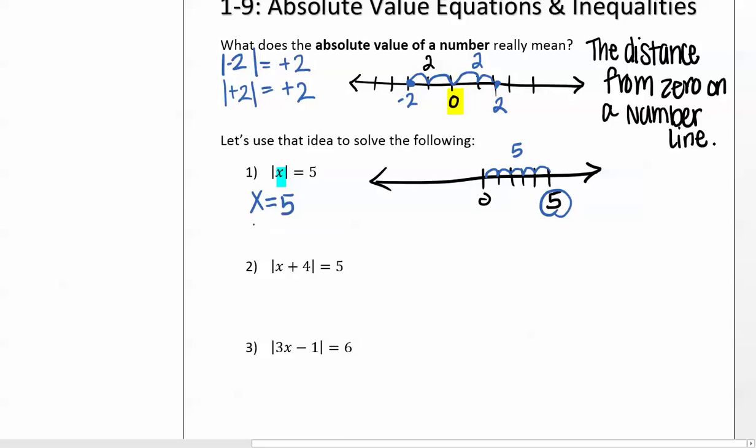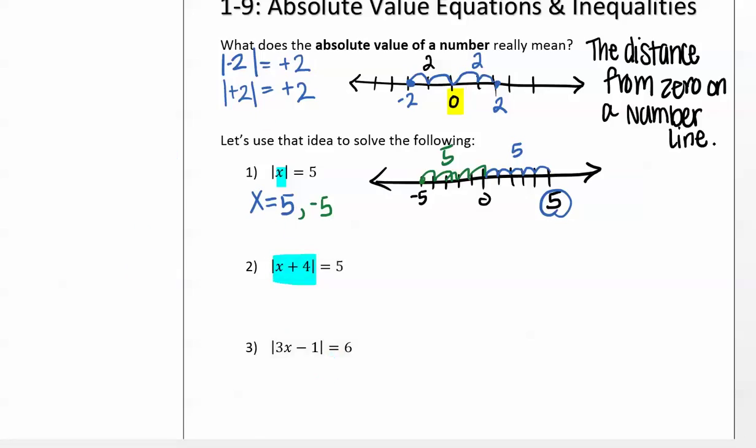But is there another number that also has a distance from 0 of 5? And the answer to that is yes, -5. If we go on the other side, -5 also has a distance from 0 of 5. So we have two answers. Okay, let's take this up a notch. What if we're looking at number 2? x, some number, plus 4, the absolute value of that is equal to 5.